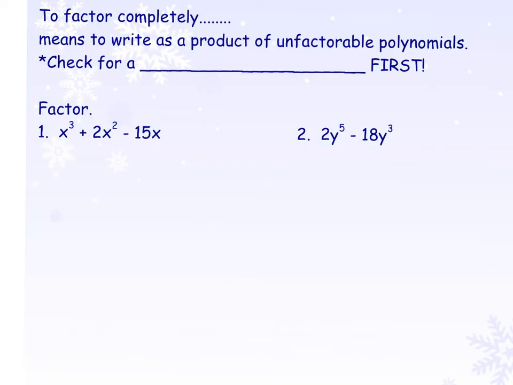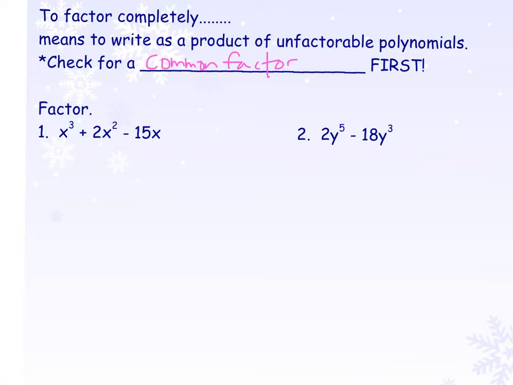To transfer this to higher ordered polynomials, when you're asked to factor, you literally just want to keep the same kind of idea as quadratics. Write out as a product of unfactorable smaller polynomials. It's often common to check for a common factor first. What we'll take a look at is a variety of different types of higher ordered polynomials.